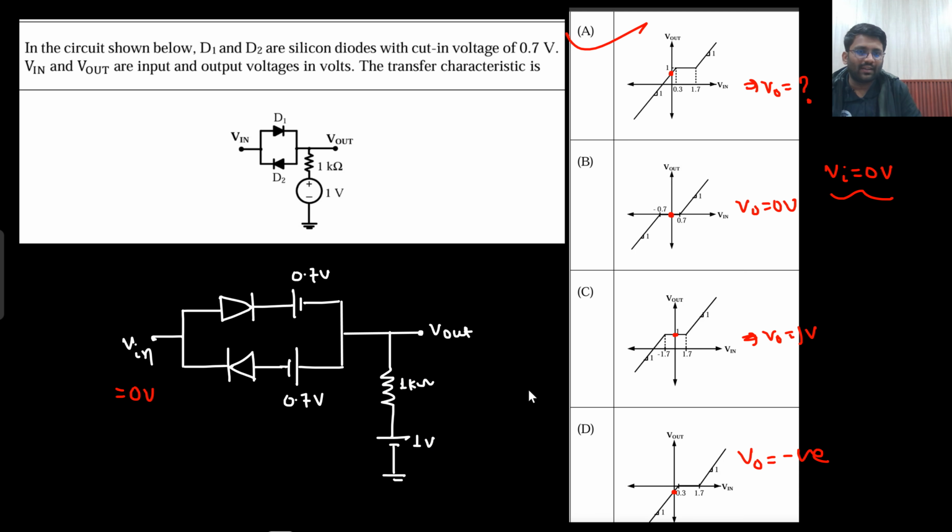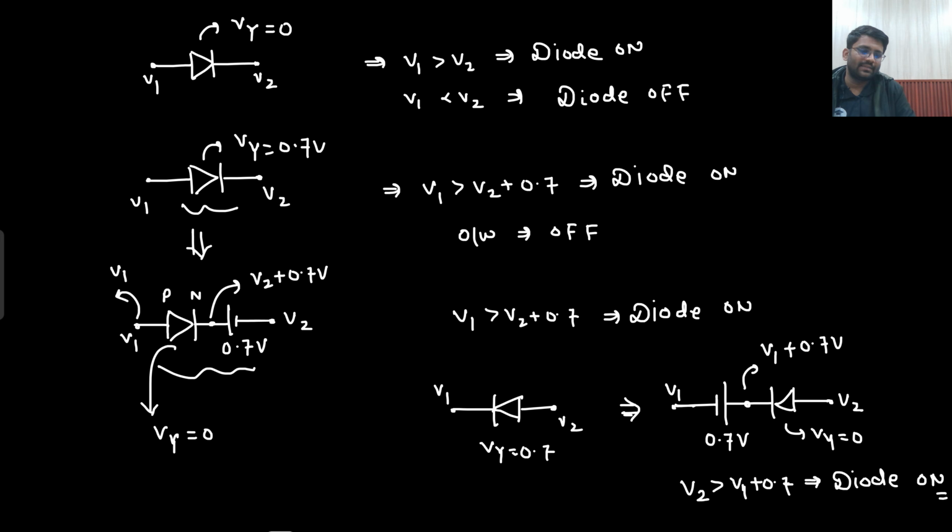Different answers I am getting. Take out the battery. This diode will be turning off. This diode will be turning on. If it is turning on, it will be replaced with the battery. 0 plus 0.7, output will be 0.7. Option A correct. Is that understandable?